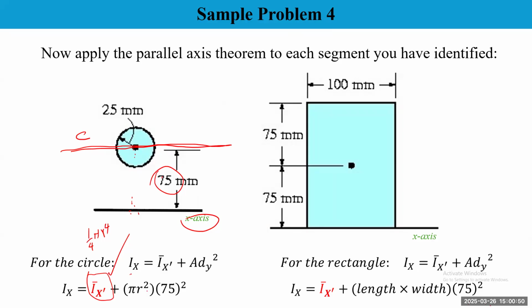The second part will be for this figure, times the distance between its centroid and this line here. So that is 75, so that's your d, your dy. Your dy there is 75. What about this one here? For this one, the dy is also 75 in this case, for both of them. All right, so that is simply what it is.